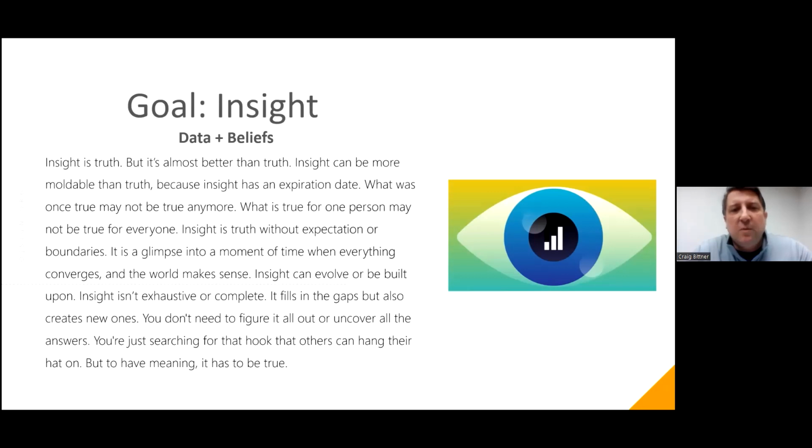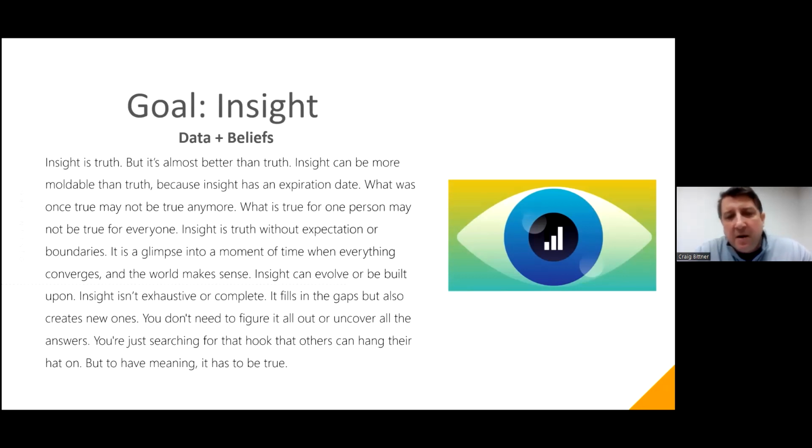It's a glimpse into a moment of time when everything converges and the world makes sense. Insight can evolve or be built upon. Insight isn't exhaustive or complete. Sometimes when you're looking through these questions, you're not looking for the perfect answer. You're just looking for something that really connects, that speaks to you and says, oh my gosh, that really says who we are, at least for the moment, and that can change. Insight isn't exhaustive or complete. It fills in the gaps, but also creates new ones.